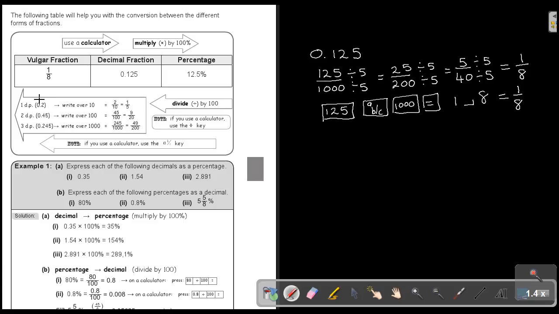Now, remember, if there was 1 decimal place, over 10, 2 decimal places, over 100, 3 decimal places, over 1,000, and what will it be if there are 4 decimal places? It will be over 10,000. In part 2, we will look at a few examples and see how this table can help me in the conversions.